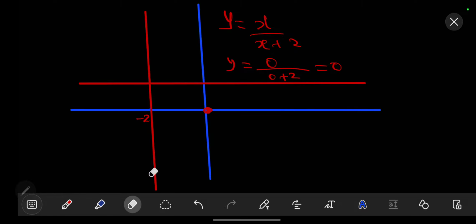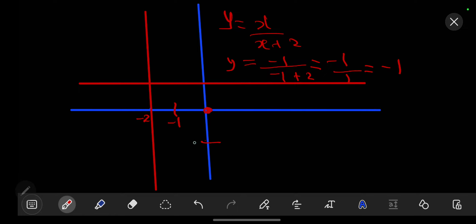So we are trying to study the behavior. Now let's say we change the value. What if x is at negative 1? So x is negative 1, it will be negative 1 over negative 1 plus 2, which will give us negative 1 over 1, which will give us negative 1. So as I go to negative 1, I'm finding that my value is equal to negative 1 as well. So my negative 1 is here.